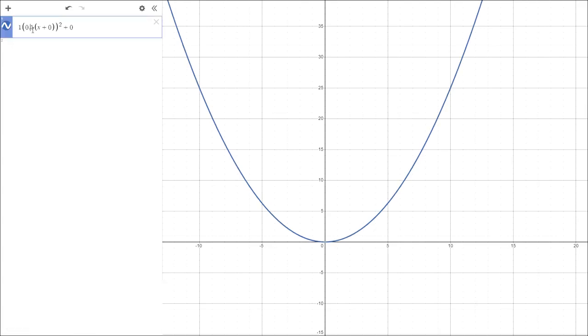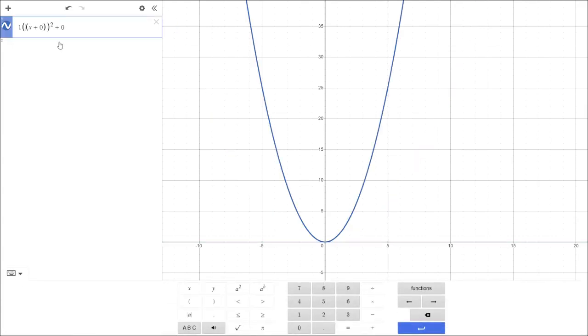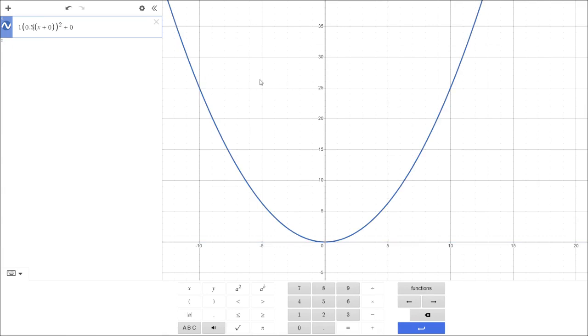And then if I replace this with like 0.5, now it gets stretched horizontally, right? If we compare it to what it looked like before, that's what it looked like before. And then 0.5, it got stretched.